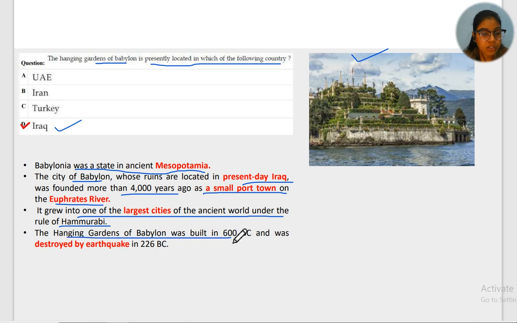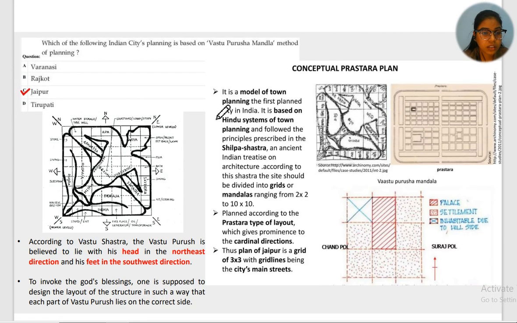The Hanging Garden of Babylon was built in 600 BC and was destroyed by an earthquake. So the points to remember are that it was a state in ancient Mesopotamia, it was a small port town along the Euphrates River, it was one of the largest cities of its time, and it was destroyed by an earthquake. These are the points you need to remember about Babylon, and the country where it is located is Iraq. After that, coming on to the next question.